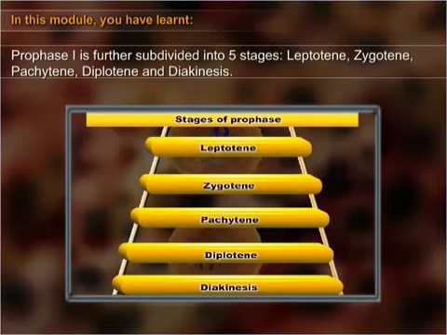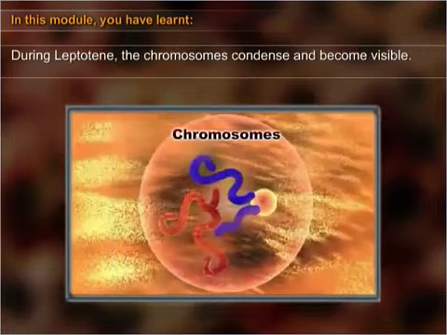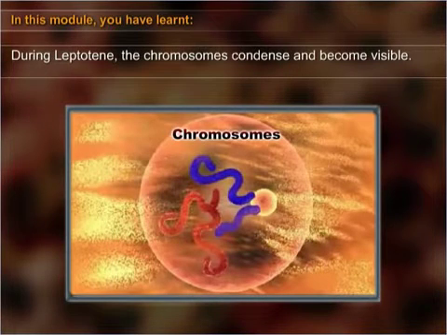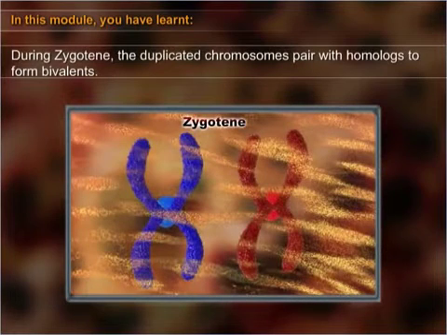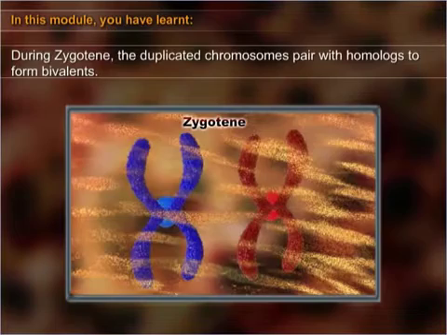Prophase 1 is further subdivided into 5 stages: leptotene, zygotene, pachytene, diplotene and diakinesis. During leptotene, the chromosomes condense and become visible. During zygotene, the duplicated chromosomes pair with homologs to form bivalents.